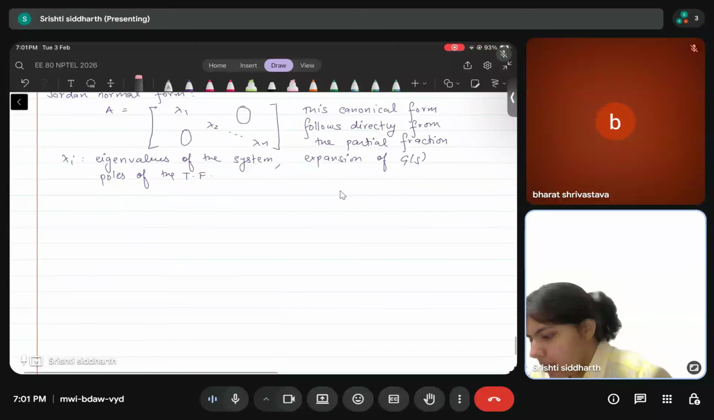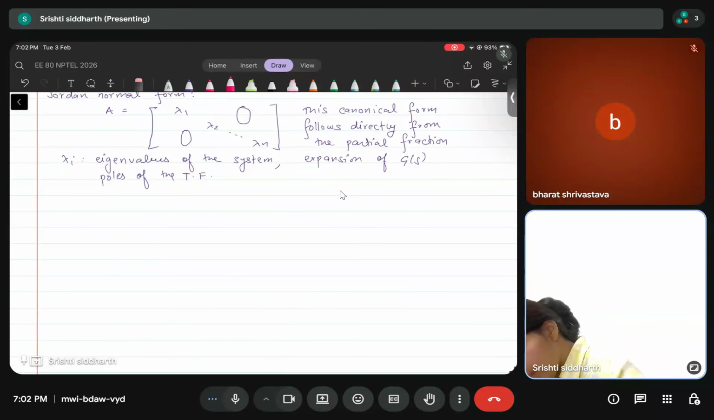Alright, so let's look at the diagonal canonical form.